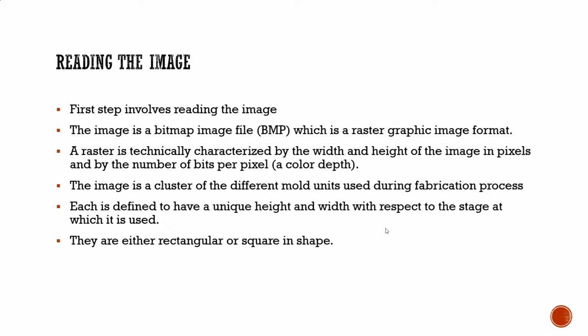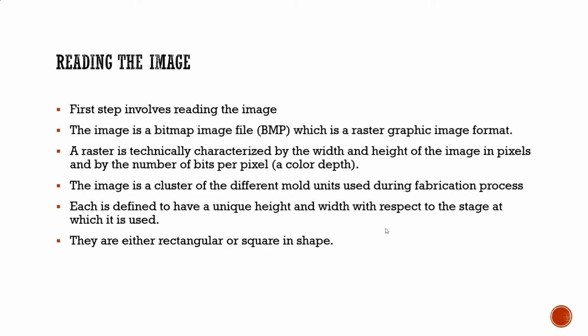The first step involves reading the image, and this could be a bitmap file, a PNG file, or any other image file. A bitmap is a raster graphic image format, and it is technically characterized by the width and height of the image in pixels and by the number of bits per pixel. The image is a cluster of different mold units used during the fabrication process. Each is defined to have a unique height and width with respect to the stage at which it is used.